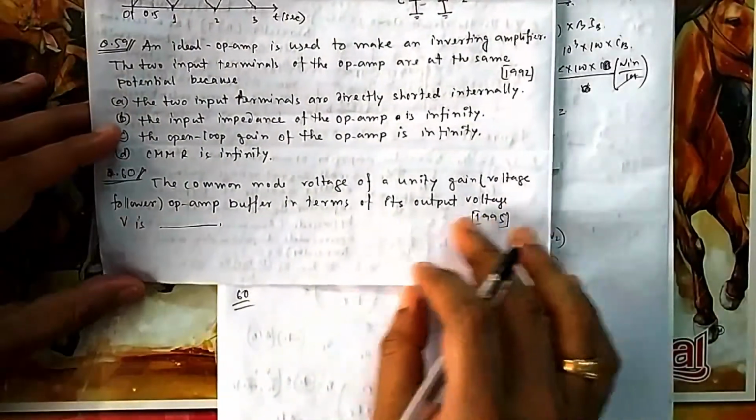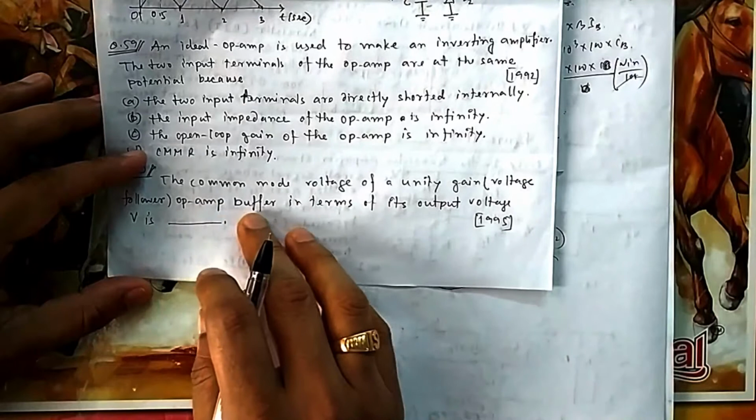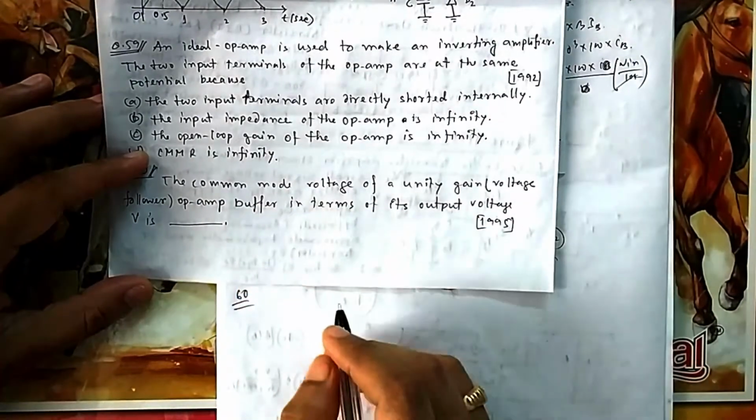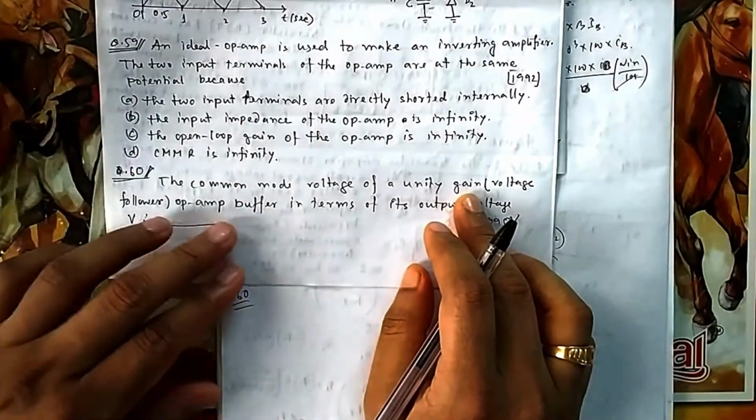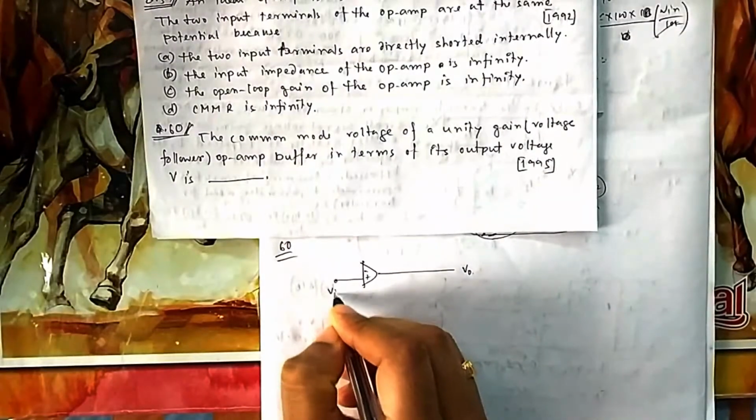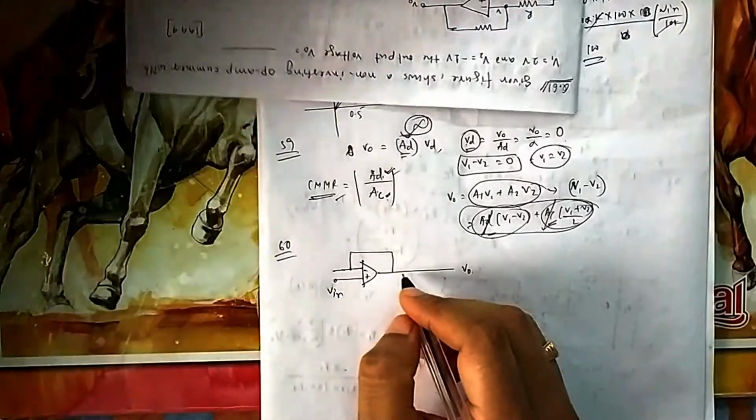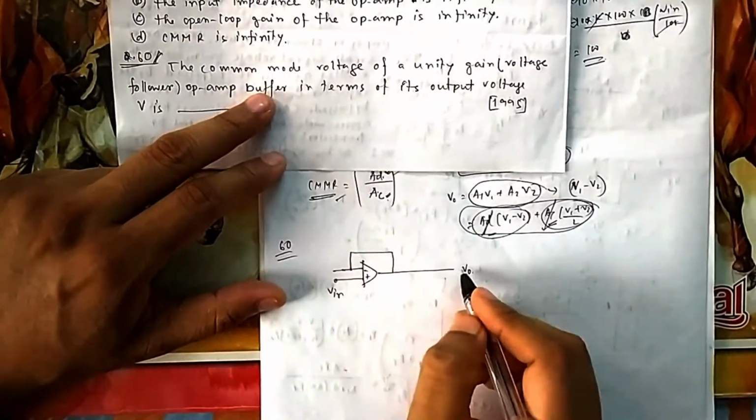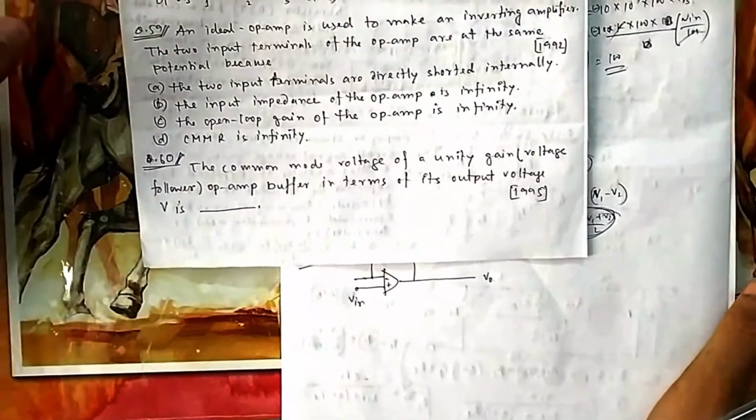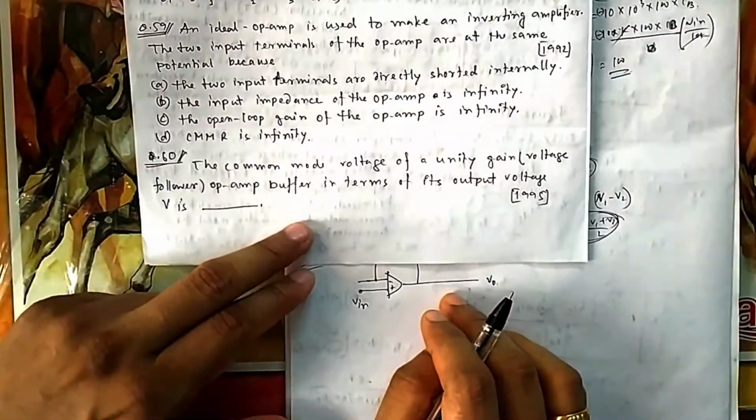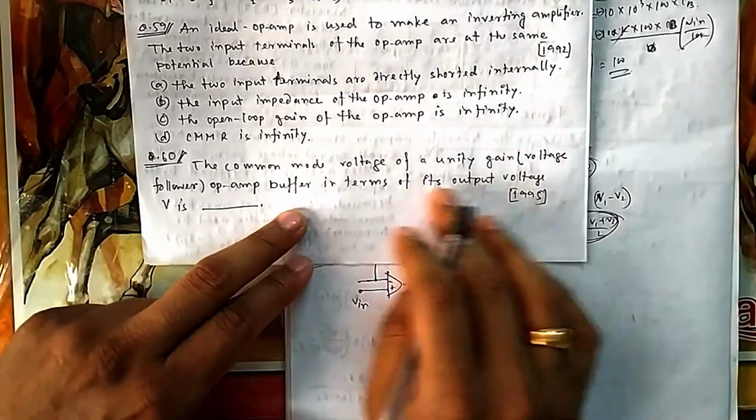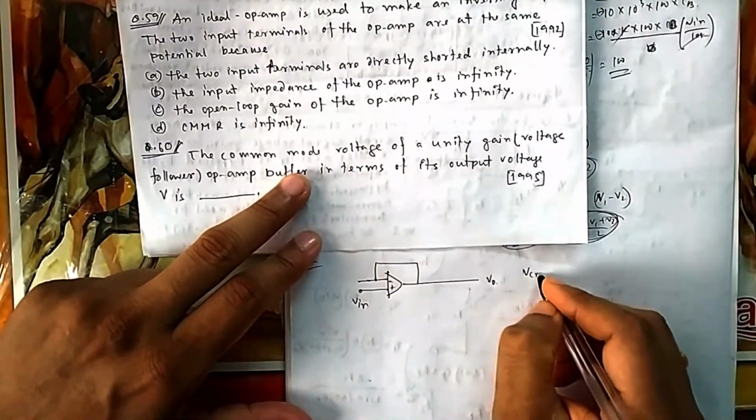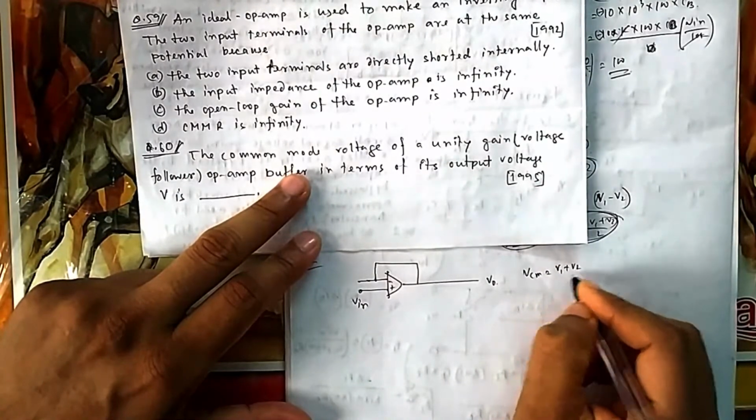The common mode voltage of the unity feedback op-amp buffer in terms of its output voltage. It is a unity gain voltage follower. This is your Vin, this is also Vin, so the output follows this one. That is known as unity gain. So they are asking the common mode voltage. What is the common mode voltage? VCM is nothing but V1 plus V2 by 2.